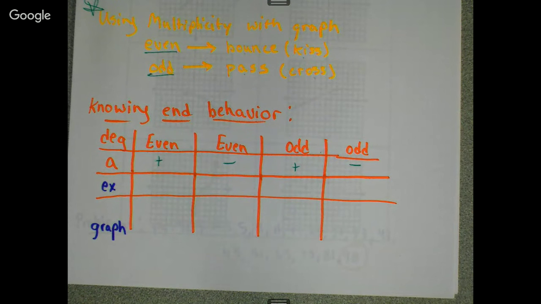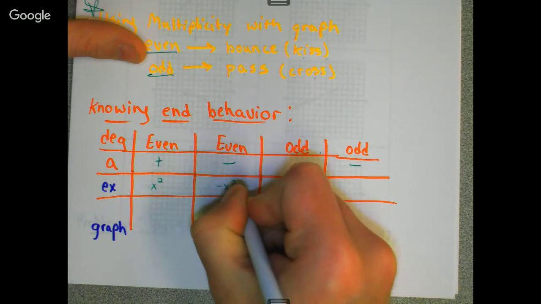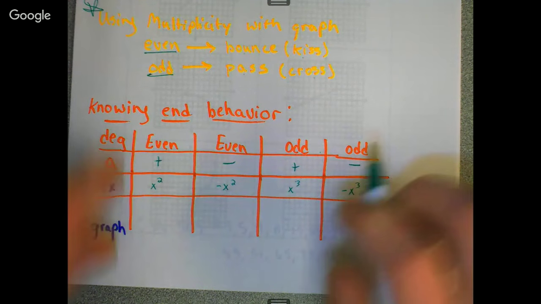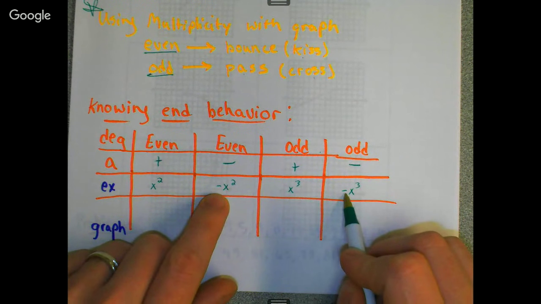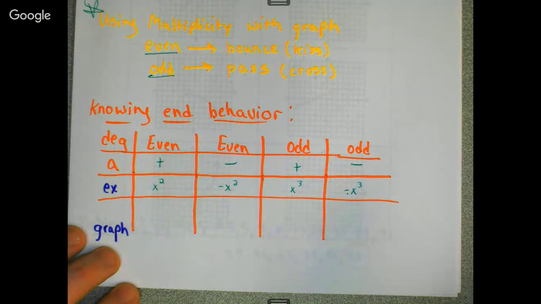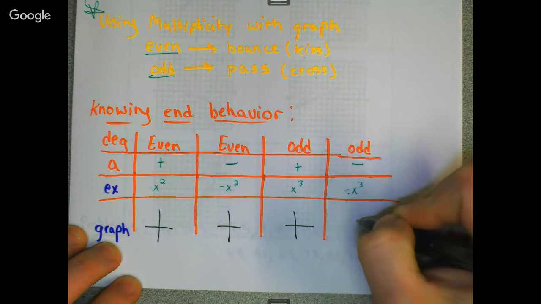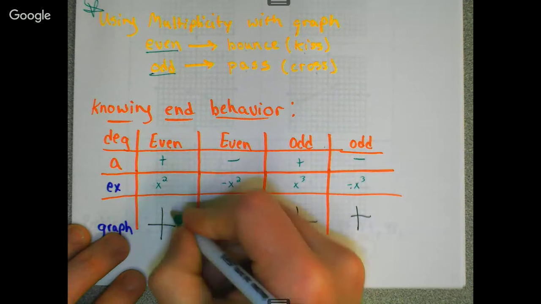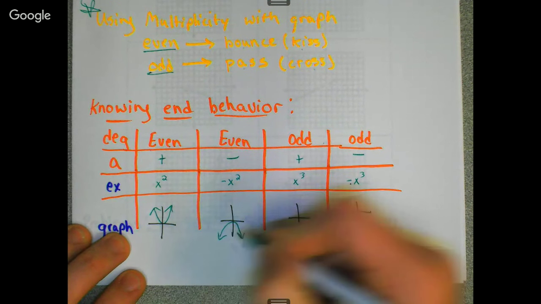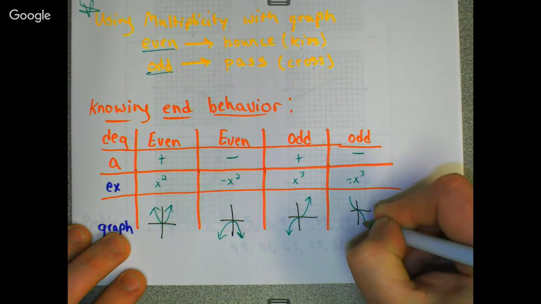Okay, and for example, this is x squared, this is minus x squared, this is x to the third, and this is minus x to the third. Now, what does the negative out front do? Well, that's a negative A. Negative A flips it upside down. So if we look at a graph here, okay, so x squared, negative x squared, x to the third, negative x to the third. So flip it upside down.